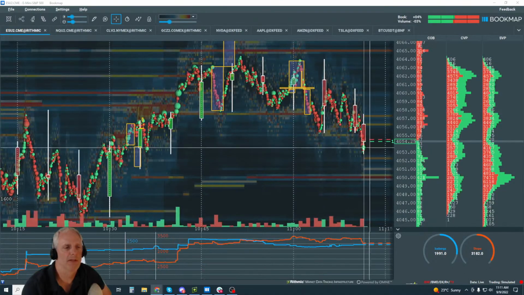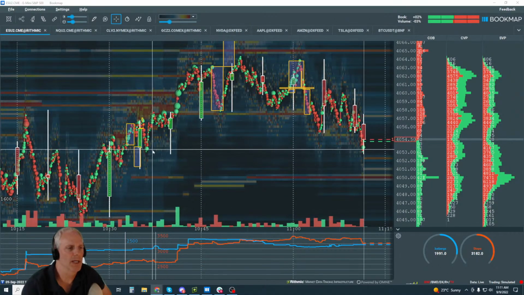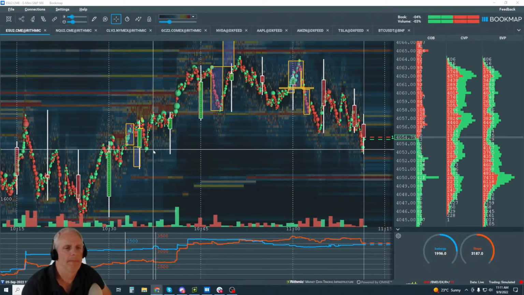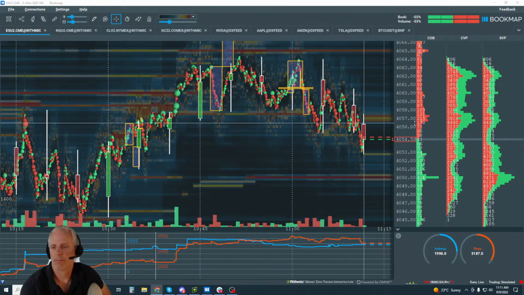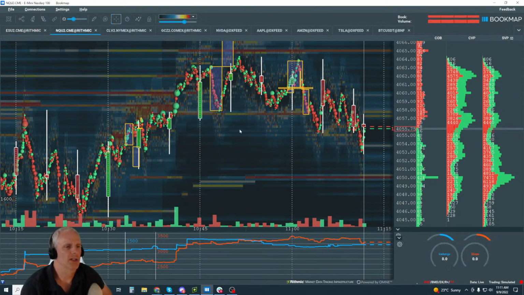Okay, we're down to 53. Okay, we're down to this wick here. So you candlestick guys, maybe you'd be taking some profit there. You volume profile guys are probably looking for the move to 50. Something like that. All right, Simon, you want to jump over to the NQ?